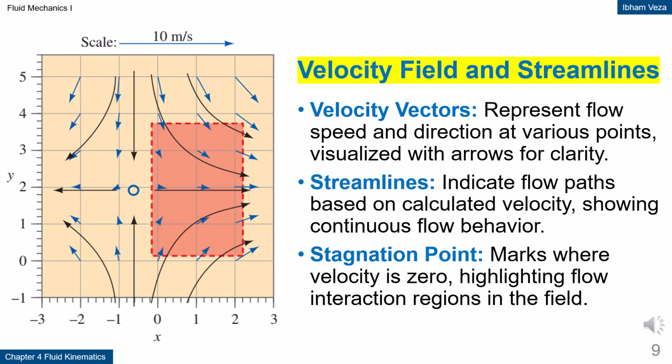Velocity field and streamlines. The velocity field describes the flow velocity at every point in space at a given time. Velocity vectors show the local magnitude and direction of the flow. Streamlines are curves that are always tangent to the velocity vector at every point. The pattern of streamlines helps visualize the overall flow structure. A stagnation point appears at a location where the flow velocity becomes zero.